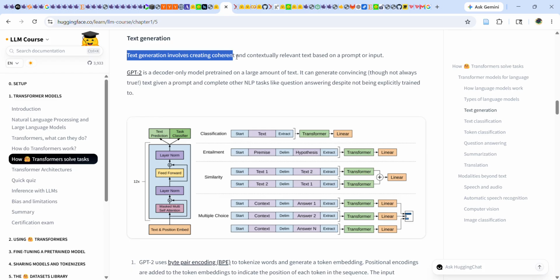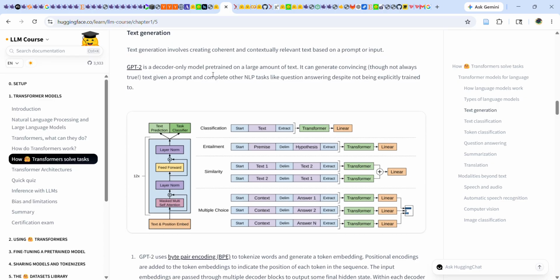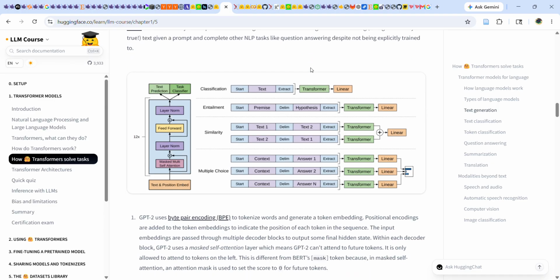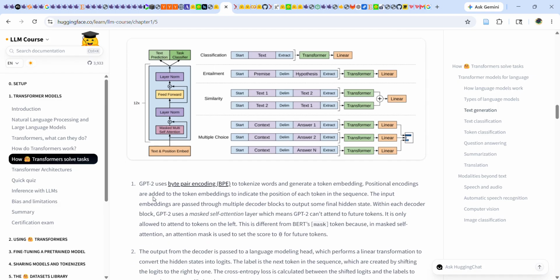text generation. This involves creating coherent and contextually relevant text based on a prompt or input. So based on a prompt or input, we are generating some coherent and contextually relevant text. GPT-2 is a decoder-only model which is pre-trained on a large amount of data, which can generate some convincing, though not always true, text given a prompt and complete other tasks like question answering. So text prediction and text classification.